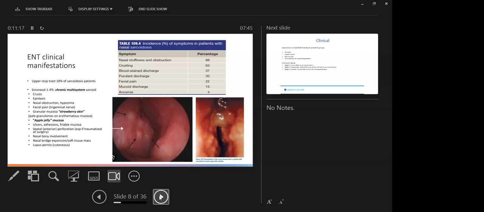If we look at the percentage of symptoms that patients presented with, at the top they complain of nasal obstruction, and then less so, when you look in the nose, you'll see some crusting. A bloody stained nasal discharge and a purulent discharge are almost equivalent, and some facial pain.